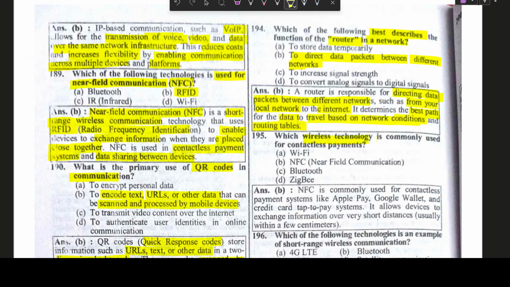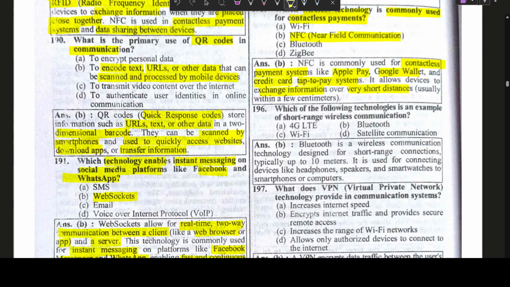Which wireless technology is commonly used for contactless payment? For contactless payment, near field communication is used. As we can see, it uses radio frequency identification. NFC is commonly used for contactless payment systems like Apple Pay, Google Wallet, and credit cards. Tap to pay systems allow the device to exchange information over a short distance, within a few centimeters.